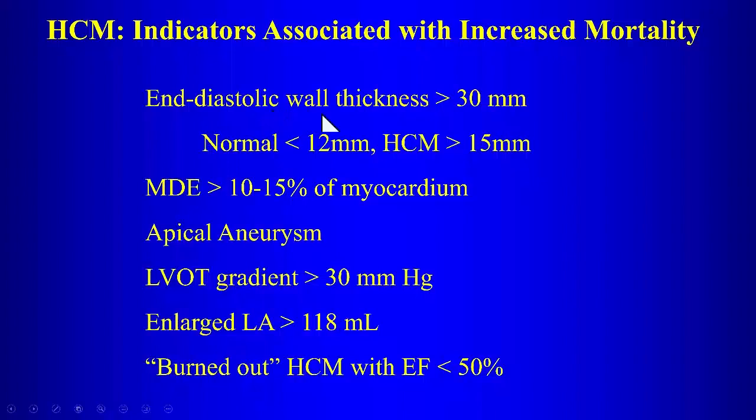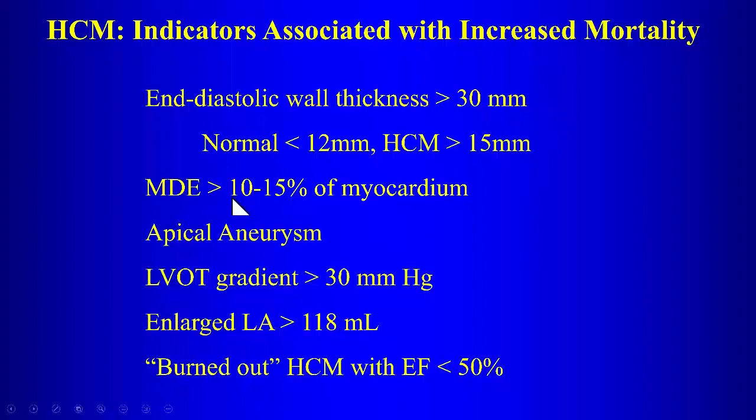Now, there are things on MR that are associated with worse prognosis. The thicker the wall, especially when it gets greater than 30 millimeters in thickness, the worse the prognosis. And that can be an indication for placing an AICD, because arrhythmia is the most common cause of death in these patients. Normally it should be less than 12, and if it's greater than 15, then it fulfills criteria for hypertrophic cardiomyopathy. But when it gets to greater than 30, those patients are really at increased risk for sudden death.